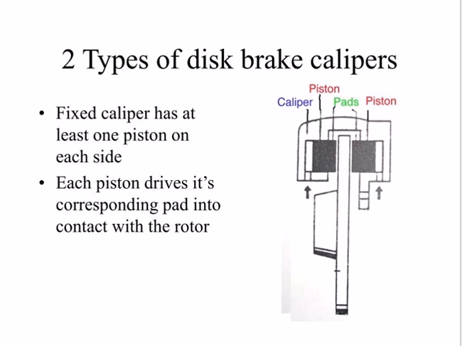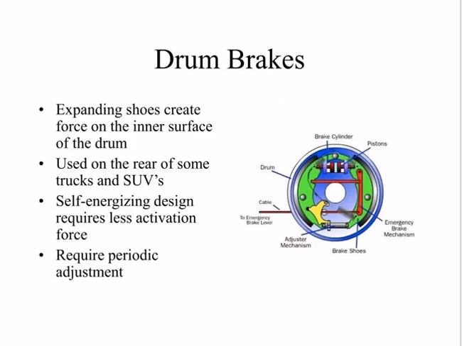Let's go now to the drum brake, the next type of brakes. Drum brake shoes expand, exerting great force on the inner surface of the drum, used on the rear of some trucks and SUVs. This is the drum brake now. You can see the picture very clearly of a drum brake.